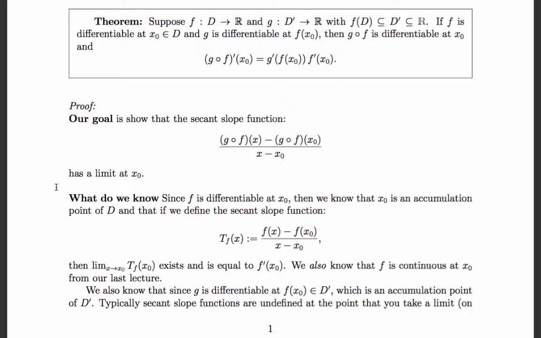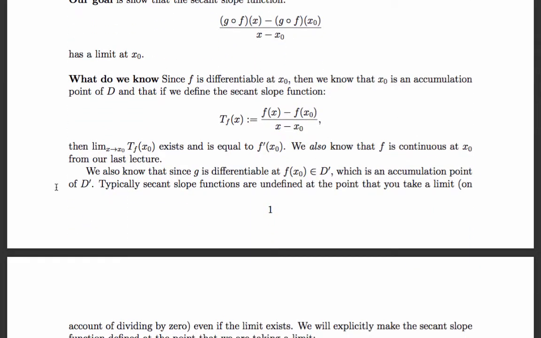Now we also know that g is differentiable at f of x naught. Now x naught is a particular number, and f of x naught is a particular number in the domain of g. So when we see f of x naught, we shouldn't think of a function, we should think of a number. It's just some number in the domain of g, D prime. And that number, f of x naught, is an accumulation point of D prime because g is differentiable at that point.